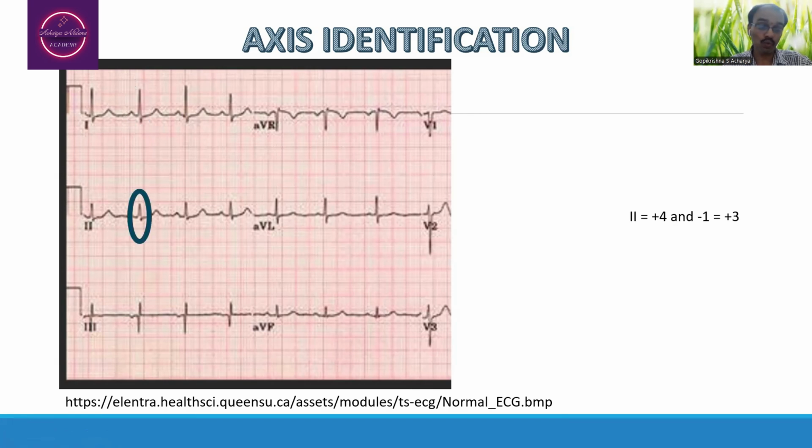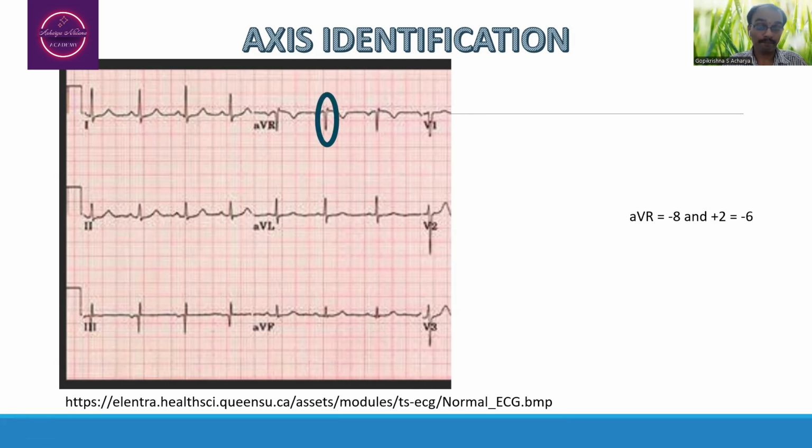Whereas in lead 2, the positive deflection is around plus 4, and the S wave is minus 1. So the total algebraic sum of this deflection will be plus 3. In lead 3, the negative aspect is around minus 8, whereas the upward deflection shows plus 4. That is, the total algebraic sum of this particular ECG strip will be minus 4.